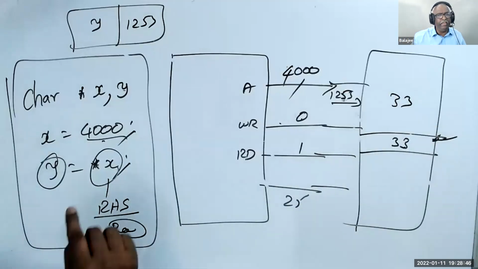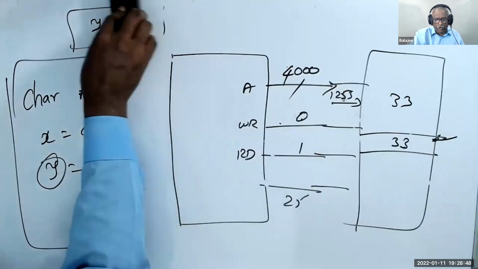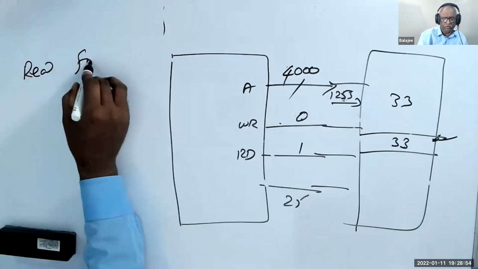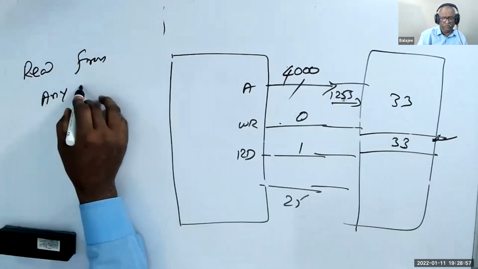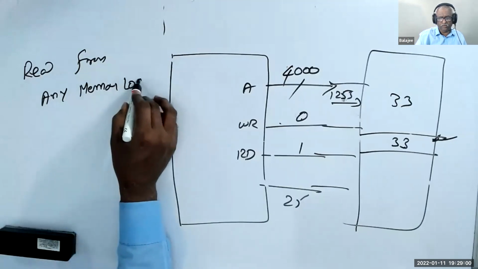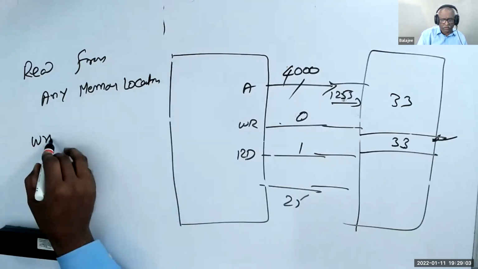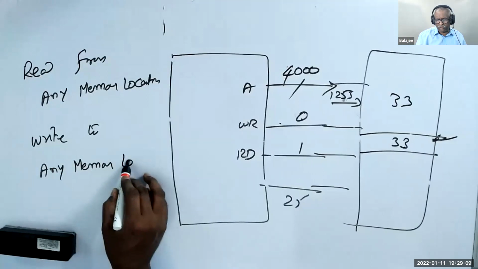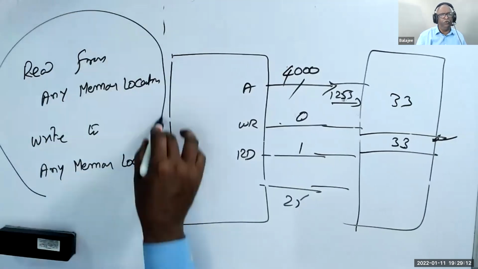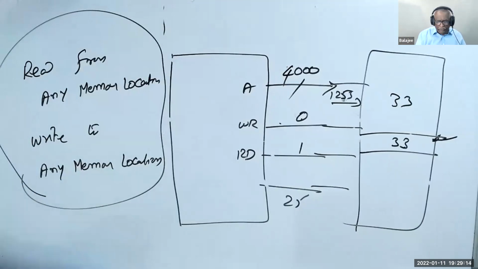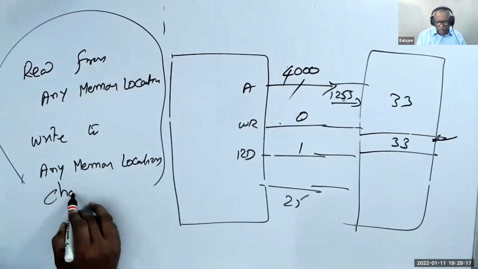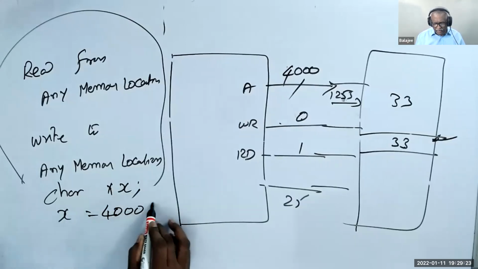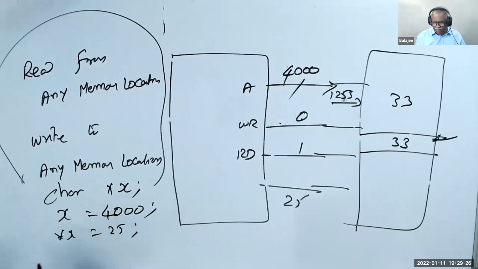That means that you can read from anywhere. So you have 2 options. One is you can read from any memory location. The other is you can write to any memory location. That's a major advantage of your microprocessor. And see, how do you do that? Quite simple. char star x, x is equal to whatever address you want, and star x is equal to whatever data you want. That means these 2.